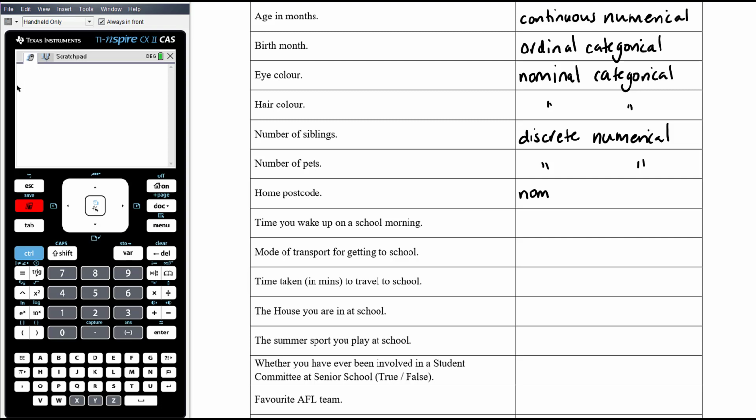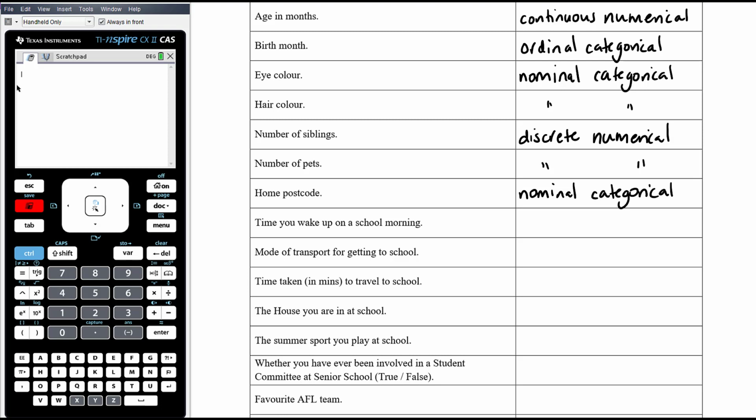Nominal has a Latin derivative, from name. I'm not a Latinist, please don't. Essentially what nominal is indicating is it's just a name for a group of things. And that's all a postcode is. Postcode 3000 is just the name for a particular area that some council has decided the boundaries of in the middle of Melbourne. Okay, so nominal, categorical.